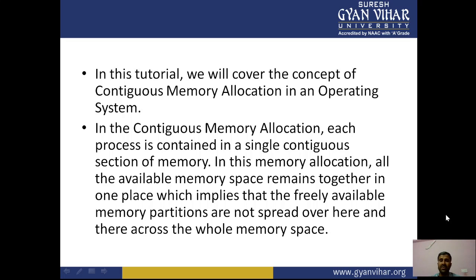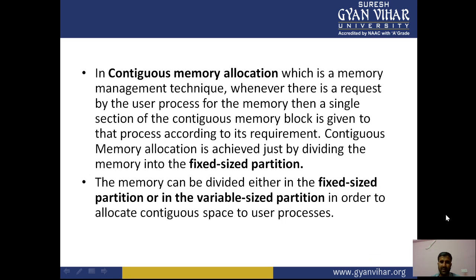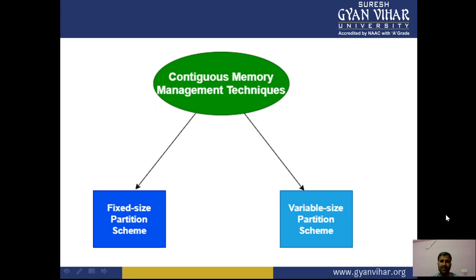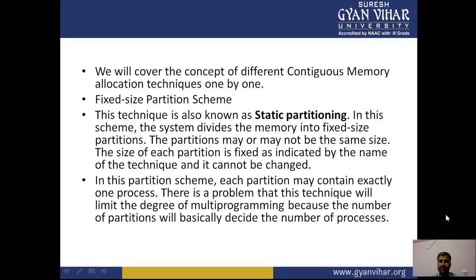Each process is contained in a single contiguous section of memory. In this memory allocation, all the available memory space remains together in one place, which implies that freely available memory partitions are not spread here and there across the whole memory space, right? We can divide the contiguous memory management technique into a fixed size partition scheme and a variable size partition scheme. First, the fixed size partition scheme, also known as static partitioning. In this scheme, the system divides the memory into fixed size partitions.